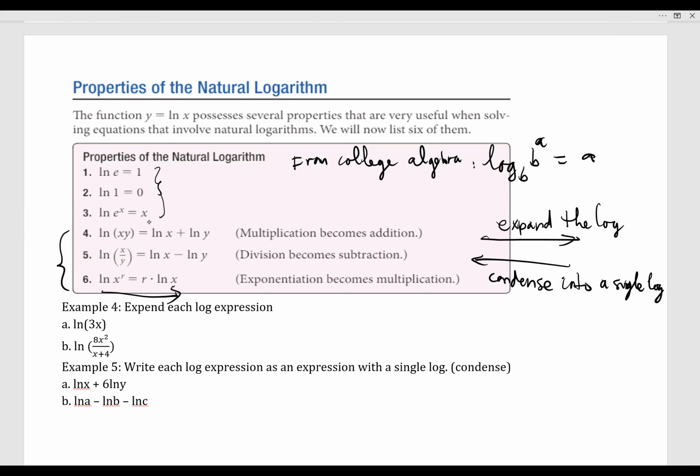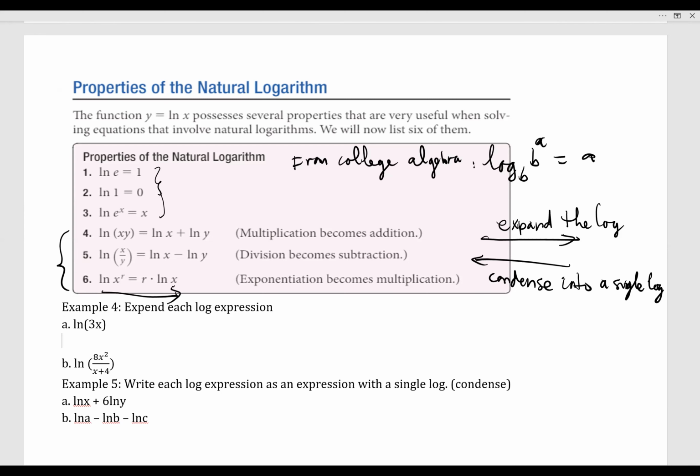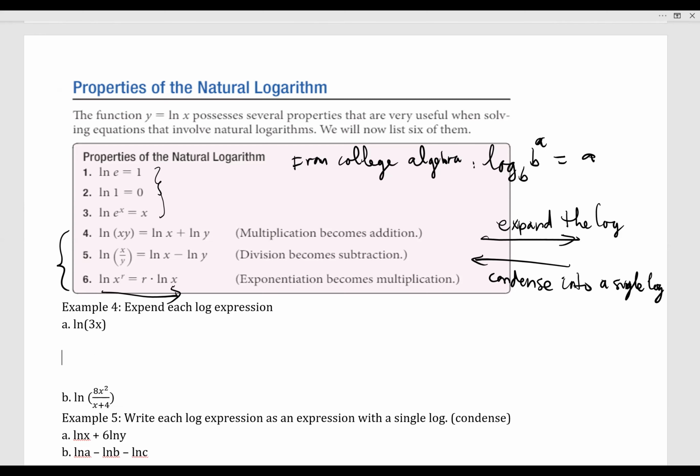Okay, let's apply this in example 4. So in example 4, I have ln of 3x, and I want to expand this. If I want to expand this, I have to look at the last three properties, from 4 to 6, right? And I want to go from the left to the right.